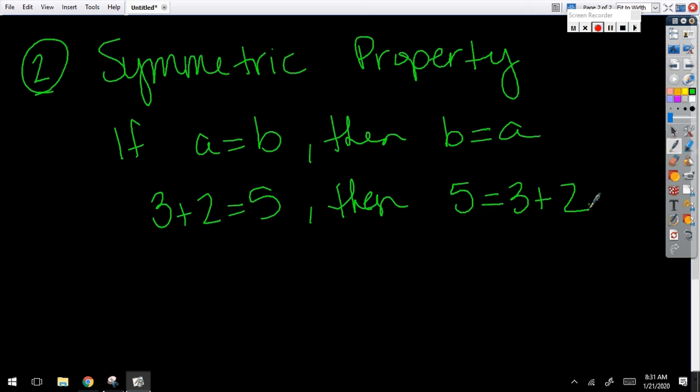Y'all are doing a commutative kind of thing. You're changing the order of the addition instead of the equal sign. The symmetric property deals with the equality sign.